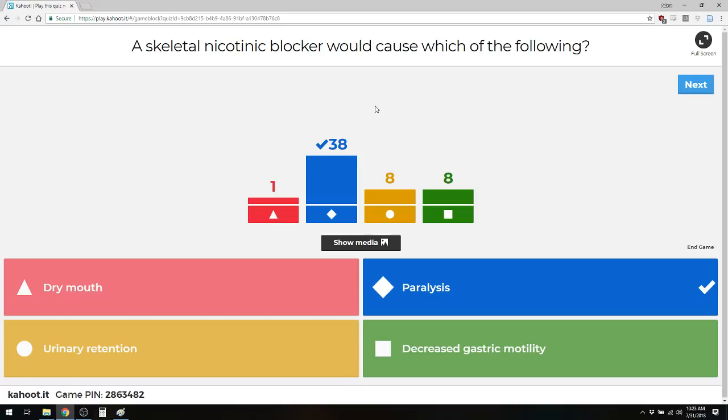Dry mouth would be more of a problem you would expect to see with, say, a muscarinic antagonist. So that would not be the case here. You would not expect to see urinary retention. However, you can certainly see that if you have a muscarinic blocker on board, but this is not what we were asking. And then also decreased gastric motility. All these things you'd expect to see from a muscarinic blocker. However, we asked very specifically about a skeletal muscle nicotinic receptor blocker, and in that case, that would be paralysis. Okay, make sense? All right.